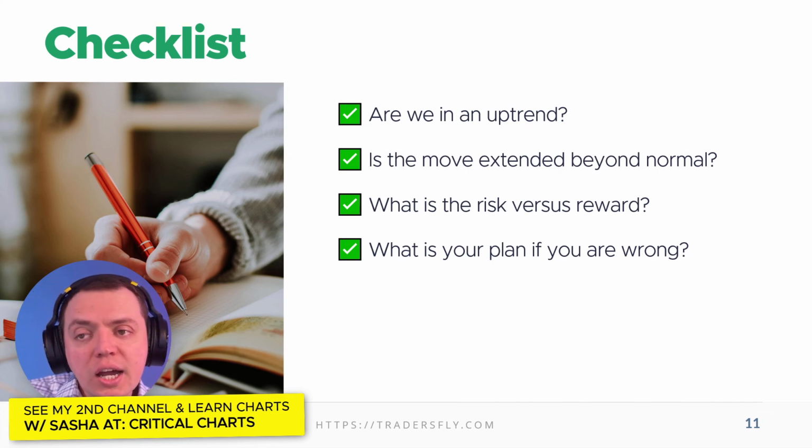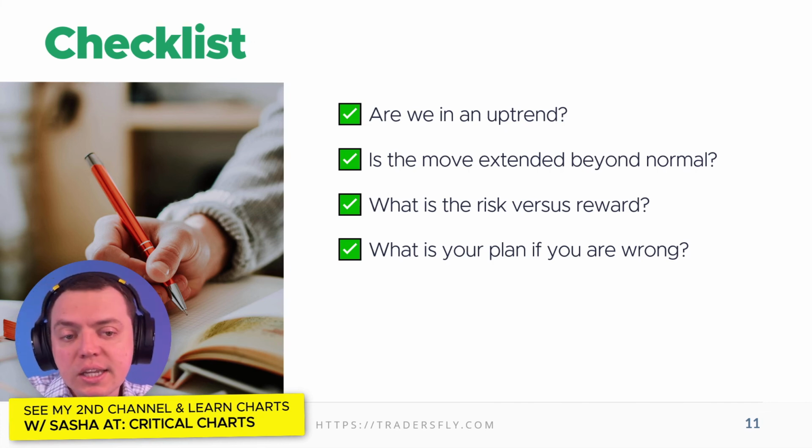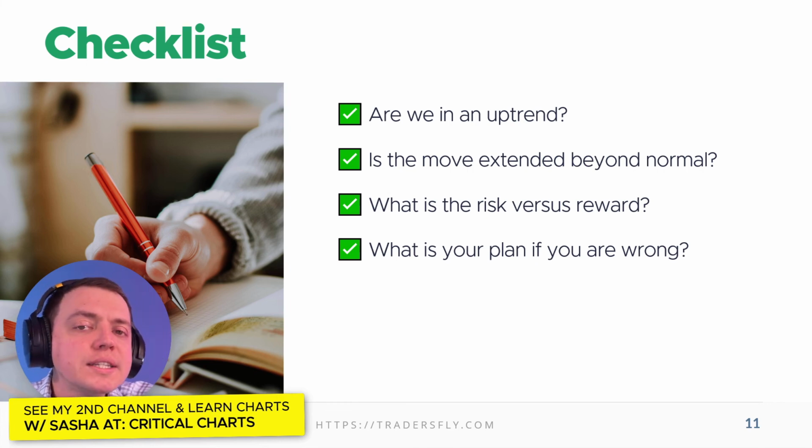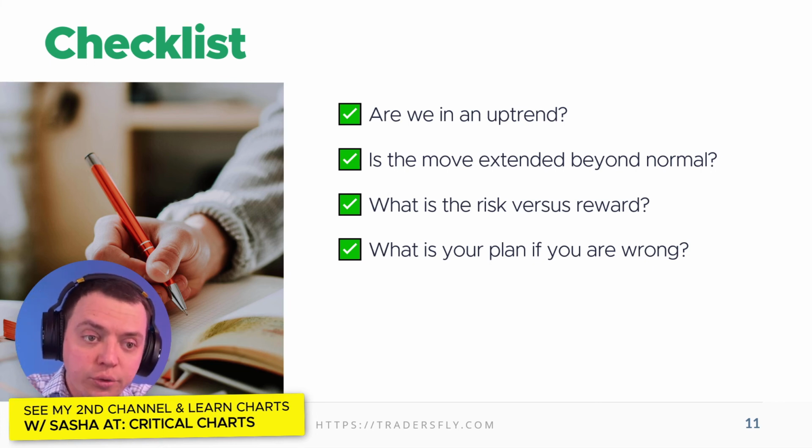Are you going to cut your size? Are you going to increase your size? Are you going to stand still, sell calls against it? What is it that you're going to do? Those are a few ideas for you on your mental checklist: go through those things.